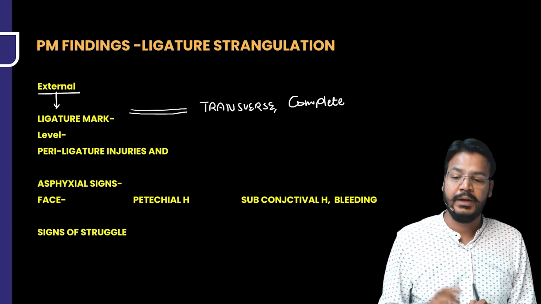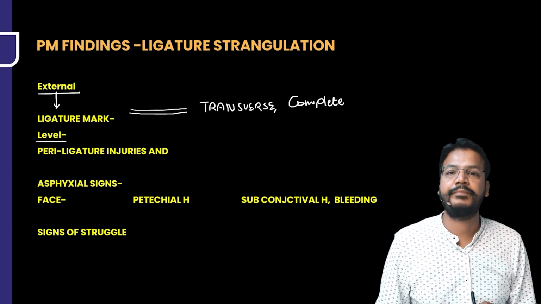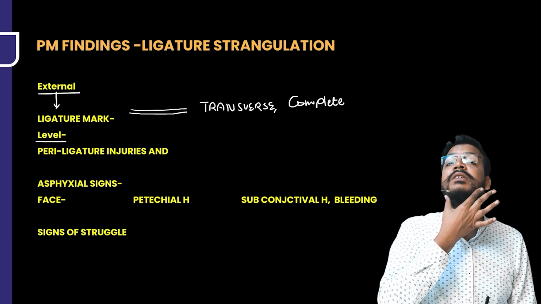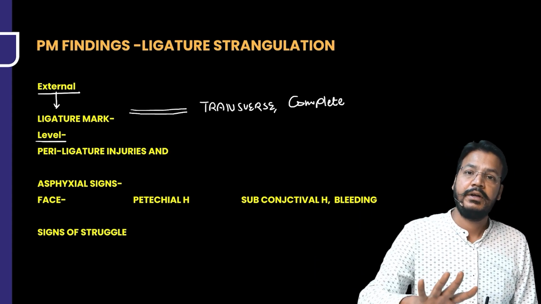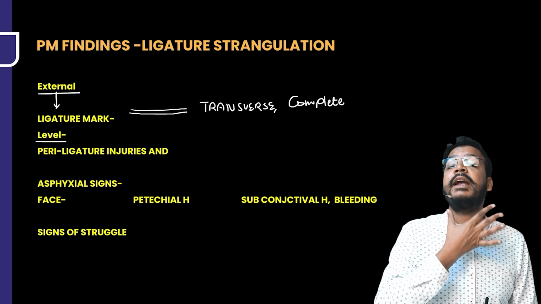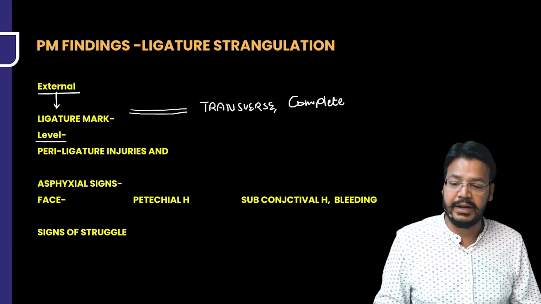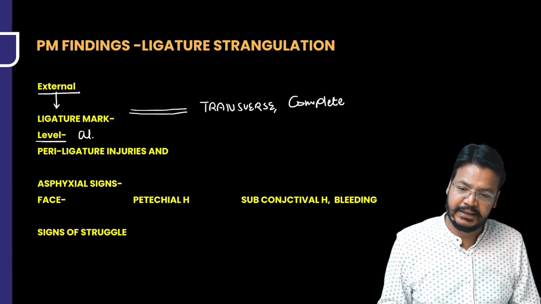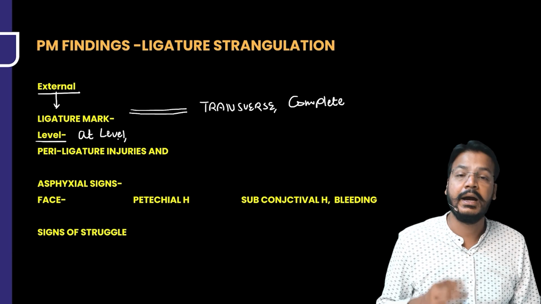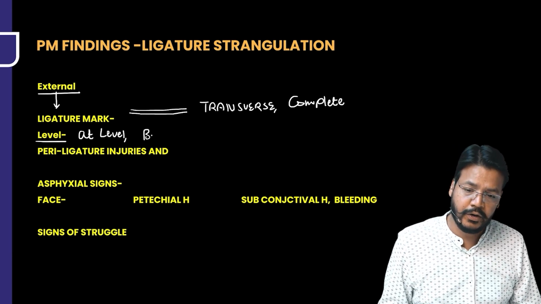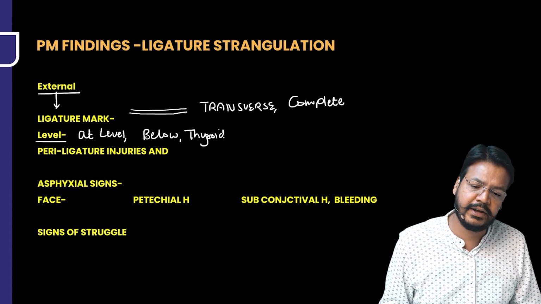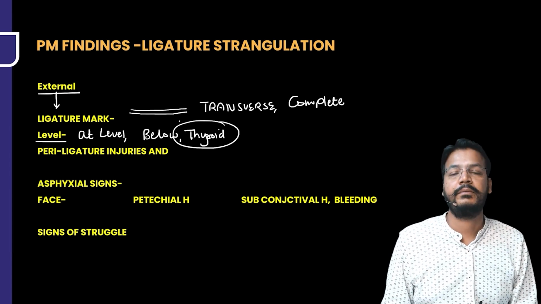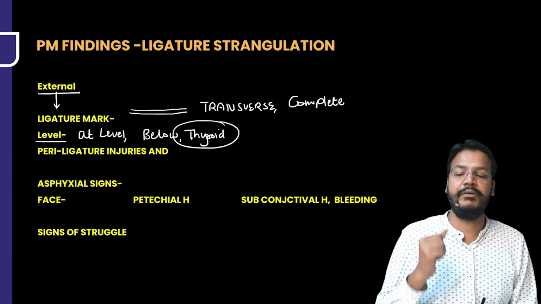It will always be complete. But what about the level? In hanging, it was above thyroid. Transverse can be seen in hanging also. It is transverse. But in hanging, mostly 85%, I told you, it is above thyroid level. Here it is either at the level of thyroid, or below the level of thyroid. That's a very, very important thing. Either at the level of thyroid or below the level of thyroid.